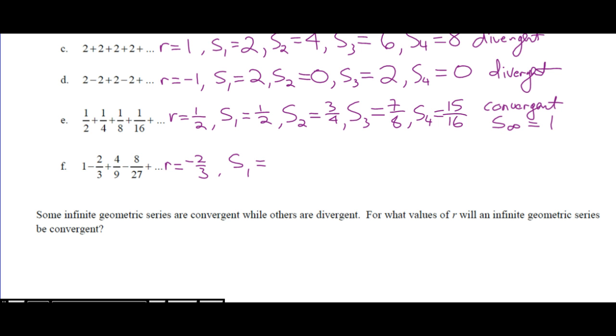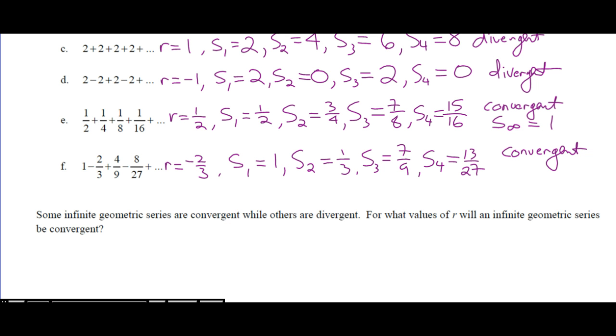What's S sub 1? This would be the easiest of these ones. 1. What's S sub 2? This is the next easiest. 1/3. What's S sub 3? 7/9, yes. And what's S sub 4? 4/27. 7/9 is what? 21 minus 8? Yeah, I can go with 13/27, I think. Convergent or divergent? Convergent.